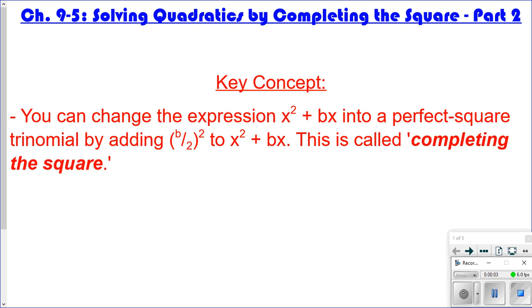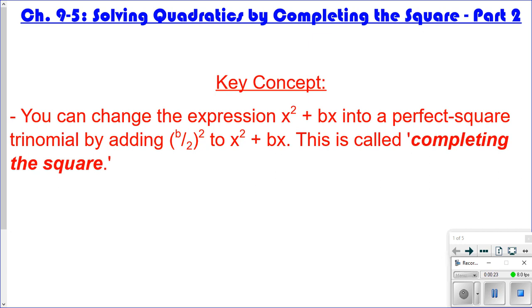All right, so this lesson, solving quadratics by completing the square, part 2, comes from chapter 9, section 5 in my student's textbook. Part 1, if you want to go back and look at that, you should look at that first before watching part 2.